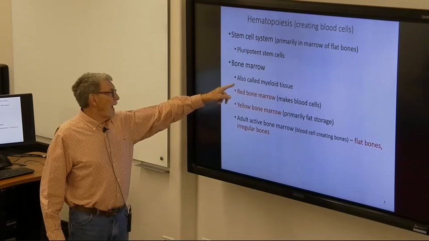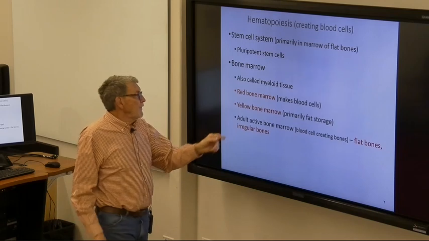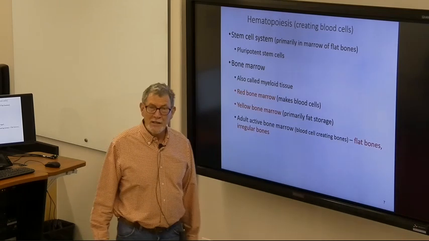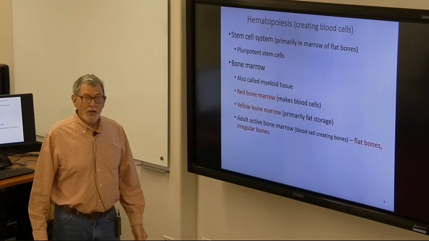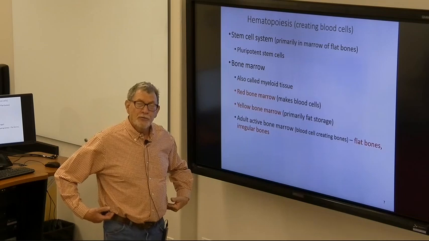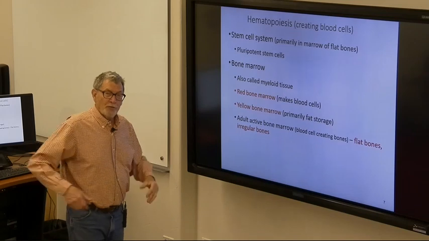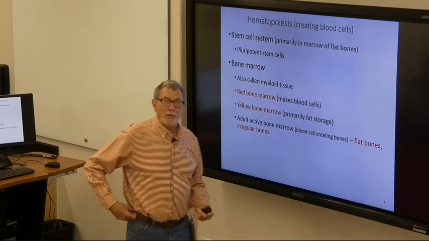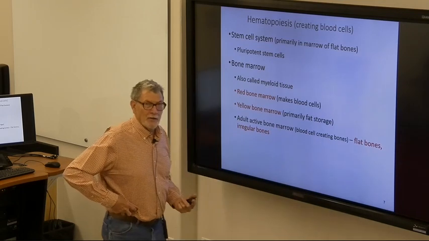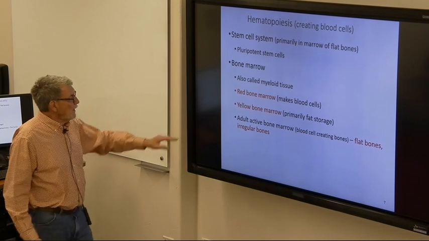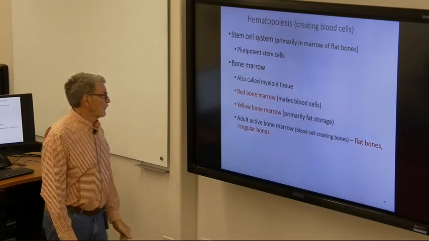Bone marrow is called myeloid tissue. Myelo means the center of, and therefore myeloid can mean bone marrow. The red bone marrow, which makes blood cells, is mostly found in flat bones and some irregular bones, so your skull, your sternum, your hips. If they take a bone marrow transplant for blood cell production, they usually take it out of your hip bone, out of the iliac bone. Yellow bone marrow is found a lot in the long bones, in the shaft of long bones.